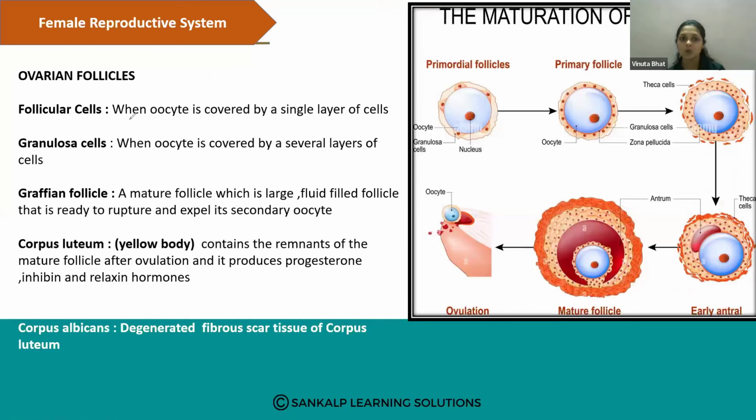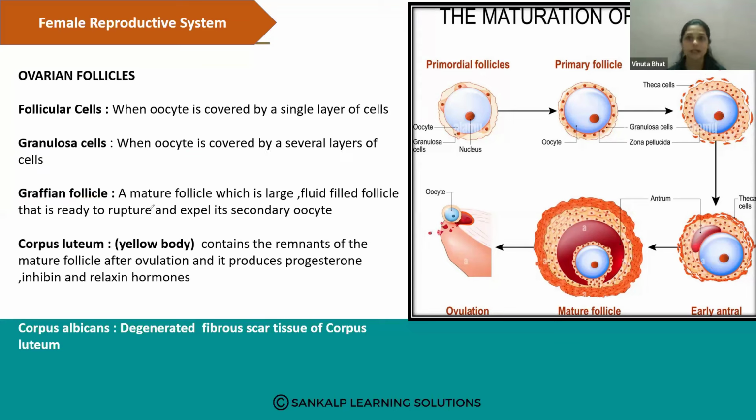follicle cells, when the oocyte is covered by a single layer of cells, those are called the follicular cells. Here is the primary follicle: this is the oocyte, and the oocyte is surrounded by a single layer of cells, so that is the primary follicle. Then granulosa cells, when the oocyte is covered by several layers of cells. Here you can see two to three layers of cells present around the oocyte. That is the granulosa cell. And the Graafian follicle, a very important structure, is the Graafian follicle.